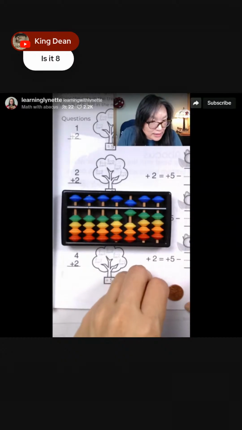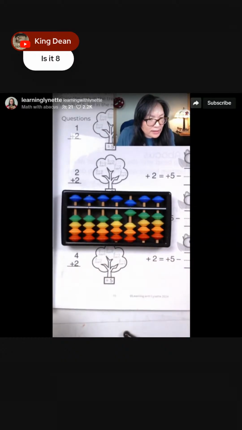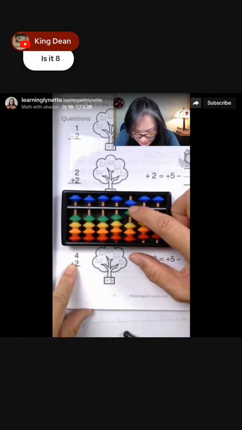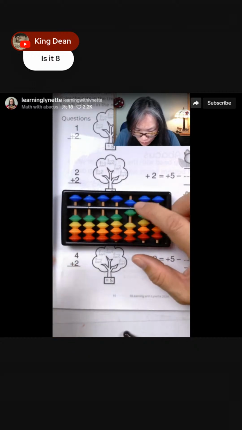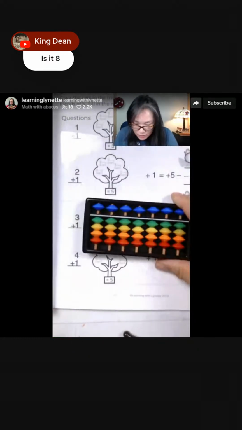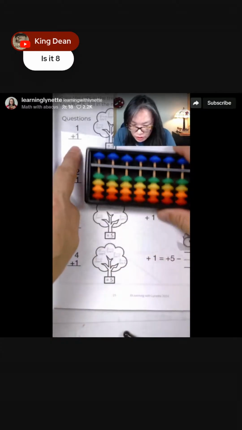I'm not sure where you are, King Dean. Is it 8? No, this is 6. 5, 6. This is the 5, and then you add the 1. It is now 6. And then what happens? 1 doesn't have a lot of numbers. 1, you just see 4, right? So if I do 1 plus 1, that's 2. It doesn't matter, right? If I have 2 plus 1, do I have enough?